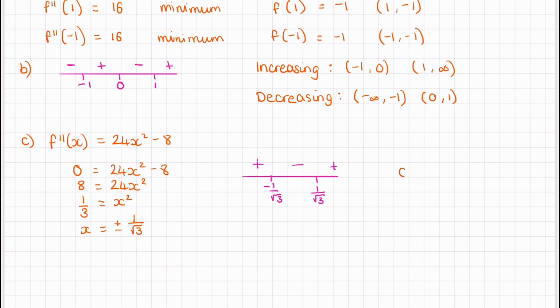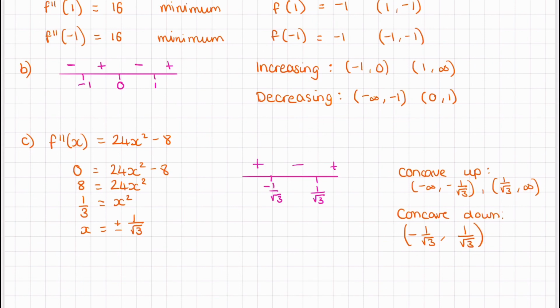And that then tells us it is concave up where it's positive, which is from -infinity to -1/√3, and from 1/√3 to infinity, and it is concave down where it's negative, which is between -1/√3 and 1/√3.